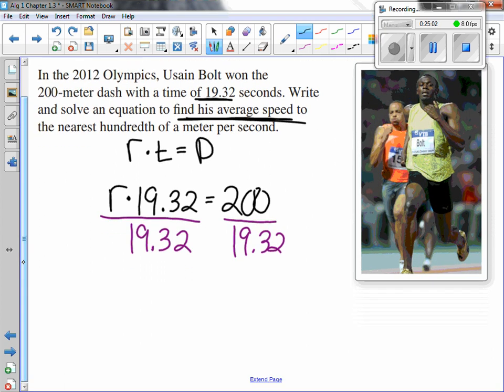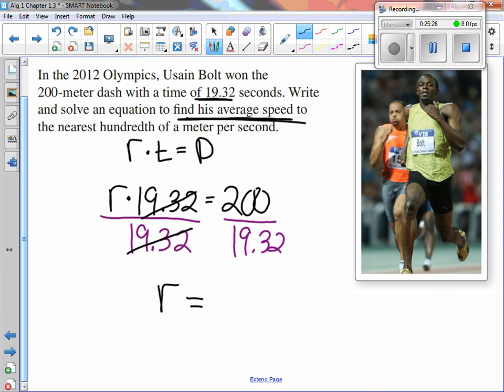So when we solve this, 19.32 divided by 19.32 cancel out. They simplify to 1, leaving us with R is equal to... So at this point, we're going to do 200 divided by 19.32. When we do that, they wanted us to round to the nearest hundredth, so that's the second decimal place. So this will be 10.351.